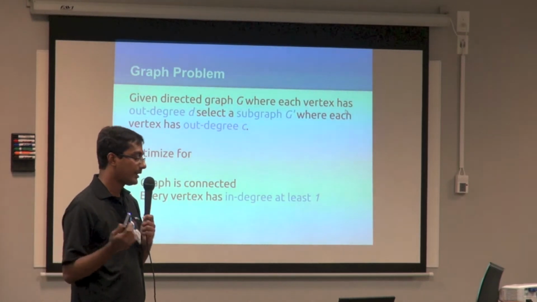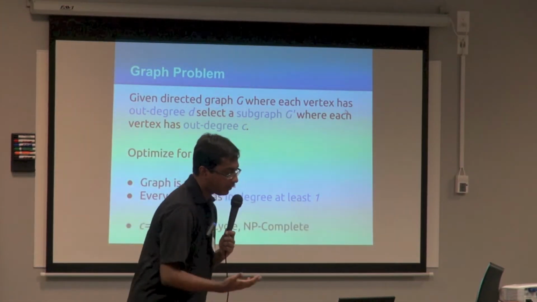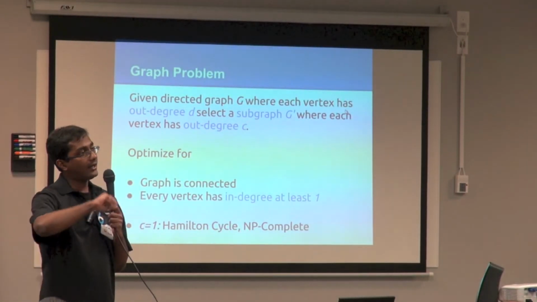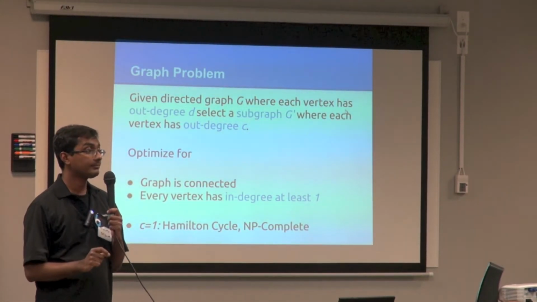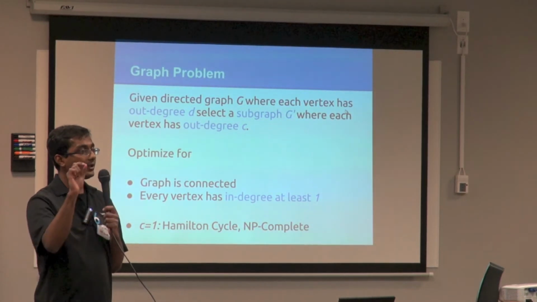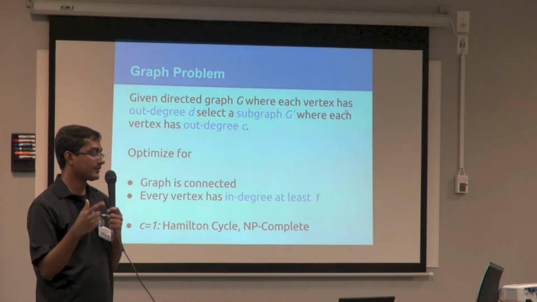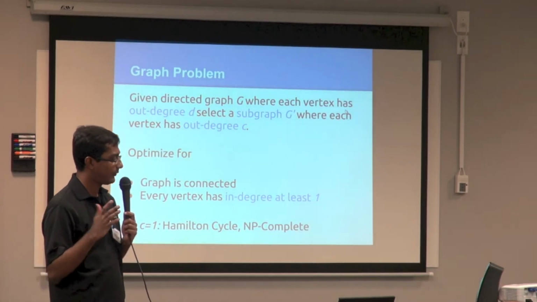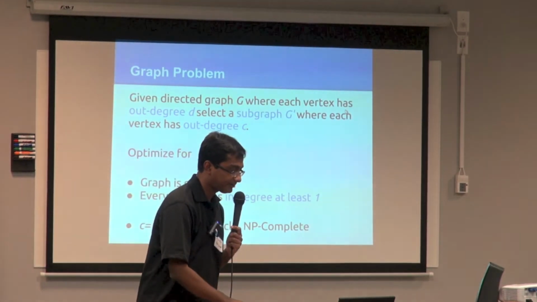Very, very simple, right? And if you recall, if C equals 1, which is you take this graph, every guy has an out degree 1 and in degree 1. Okay? Every vertex has an out degree 1, in degree 1. This is like a Hamilton cycle problem, which turns out to be NP complete. You might recall this. If not, it's not a big deal. Okay?